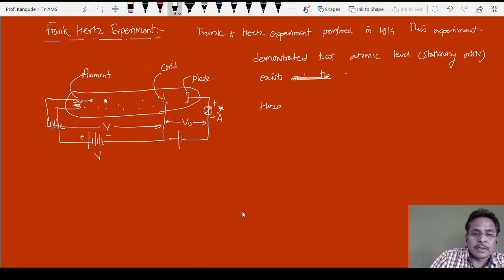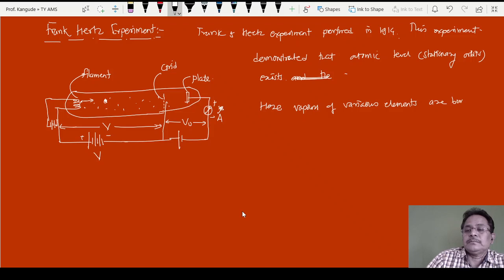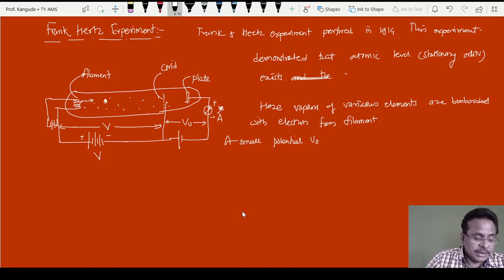Here, vapors of various elements, one element at a time, are in a discharge tube. The elements are bombarded with electrons from the filament, and we can calculate their energy too. A small potential V0 is applied between the grid and the plate.